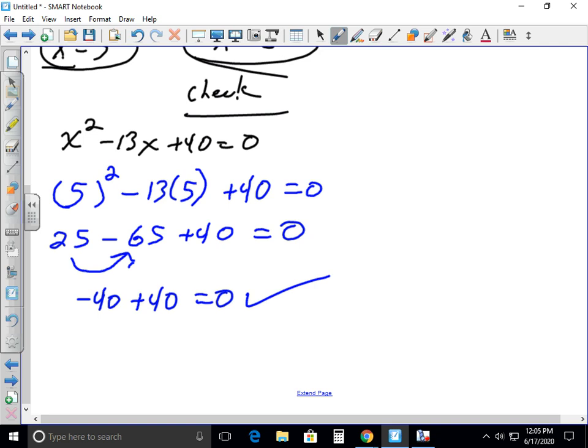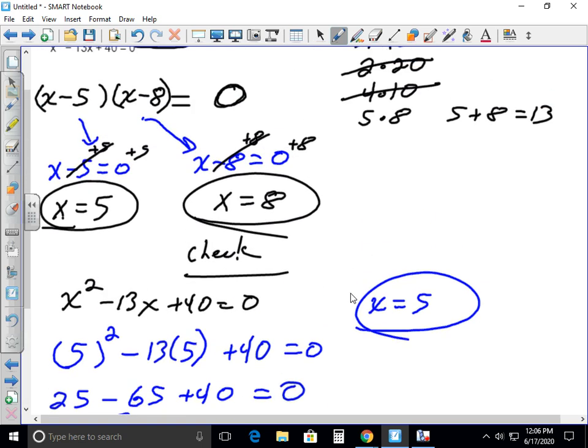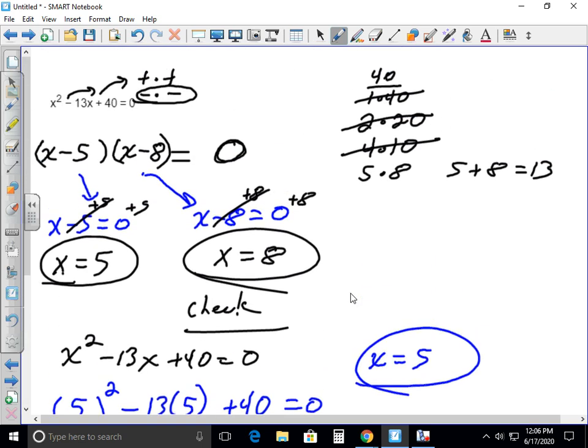That's true. That means when we plug a 5 in for x, that works. That's a true statement. So that's the solution. And if we were to check an 8, the same thing would be true. We would get a true statement.